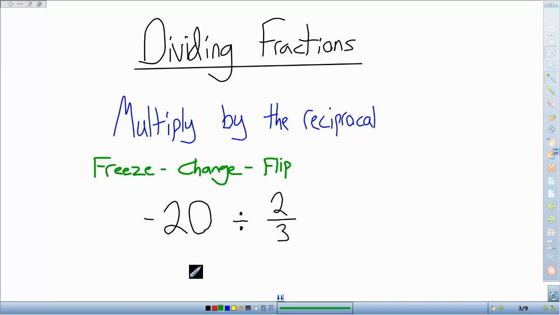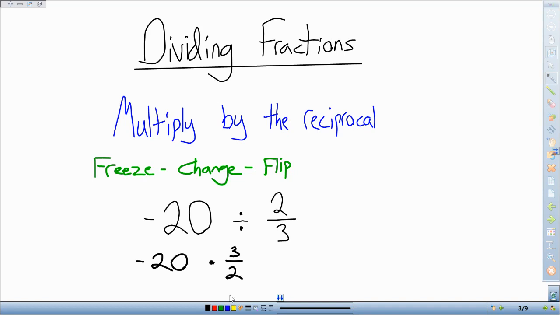So let's do this problem real quick. If we freeze our negative 20, it just stays the same. So we have negative 20. We're going to change our sign to multiplication. And we can do that because we're going to flip this second number, or in other words, find the reciprocal of it. Remember, reciprocal means literally just to flip upside down. So 2 over 3 is going to turn into 3 over 2.